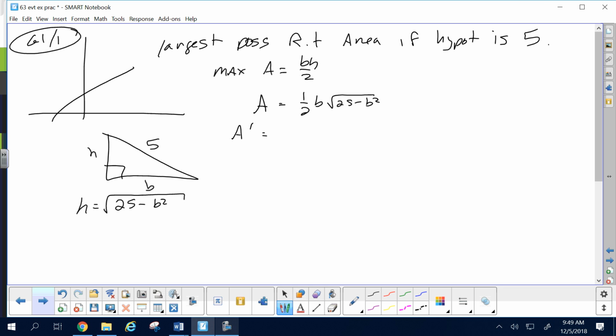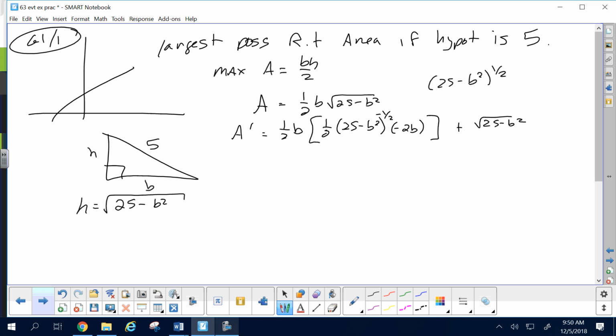Product and chain, yeah? First stays the same, 1/2 b. Derivative of the second. What's the derivative of 25 minus b squared to the 1/2 power? 1/2, 25 minus b squared to the negative 1/2 times the derivative of the inside via chain rule. Negative 2b, yeah? First stays the same, derivative of the second, plus second stays the same, derivative of the first. Derivative of 1/2 b is just 1/2. Okay? Cool.